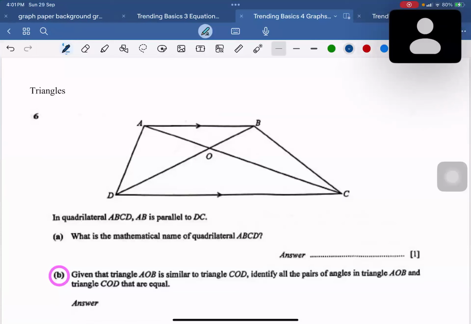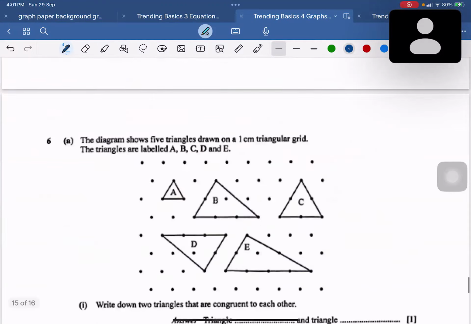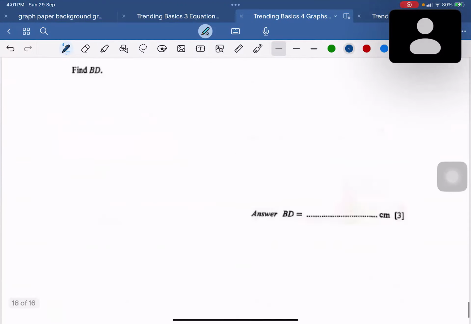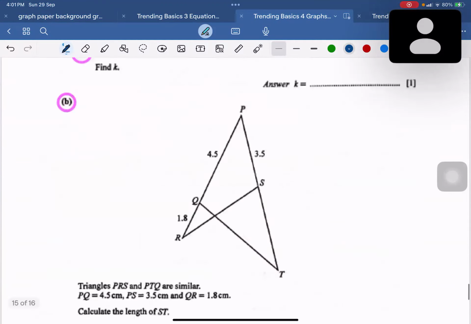Right, okay, let's go through the remaining questions for trending basics number 4. Now, this part over here is all the different types of similar triangles. Similar triangles can appear in either paper 1 or paper 2. Not sure which one it will be, so just go through everything.